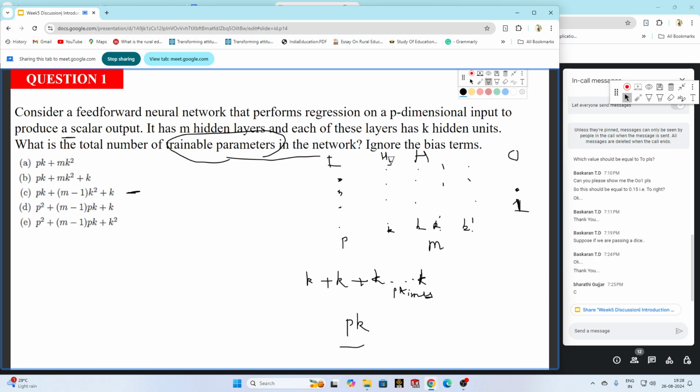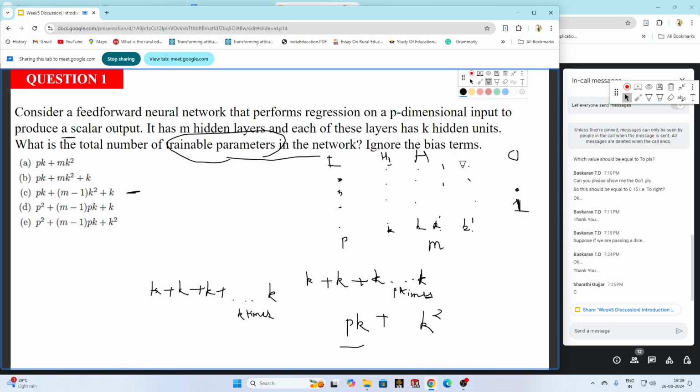Now, for the hidden layers: this hidden layer has k neurons and the next hidden layer also has k neurons, so each neuron will be connected to k neurons in the next layer. So k plus k plus k, k times, which equals k square. That is k square between the first and second hidden layers. Similarly, between the second and third again k square, and third and fourth again k square. If we have four layers, here k square, here second k square, here third k square.